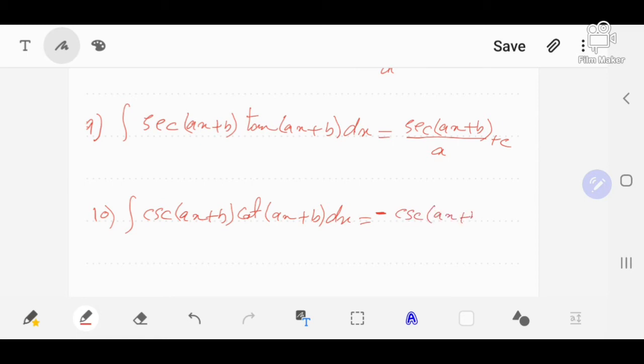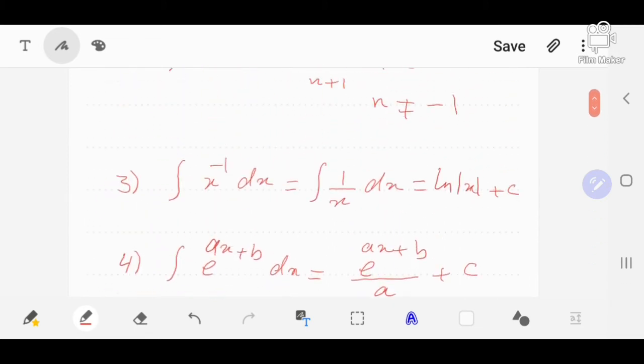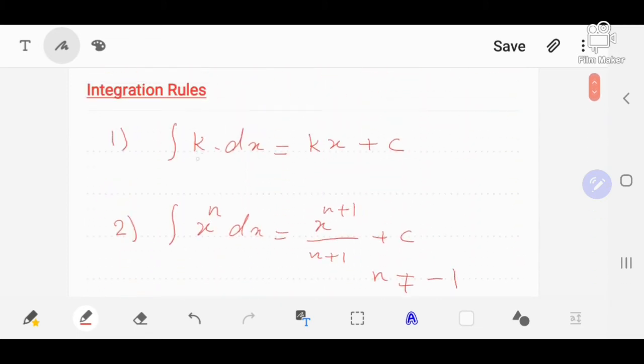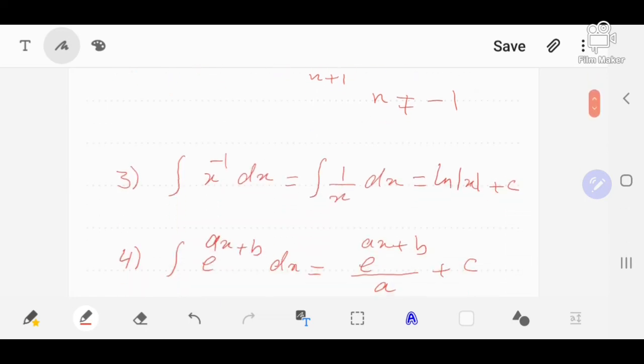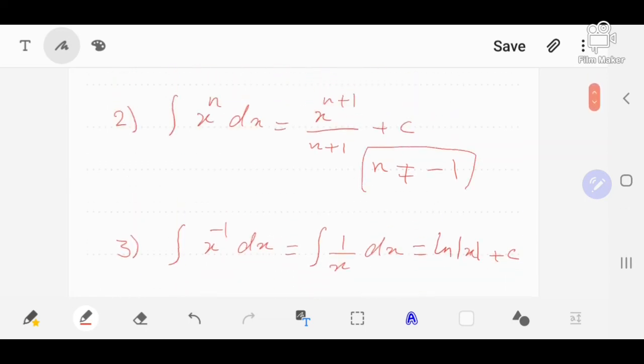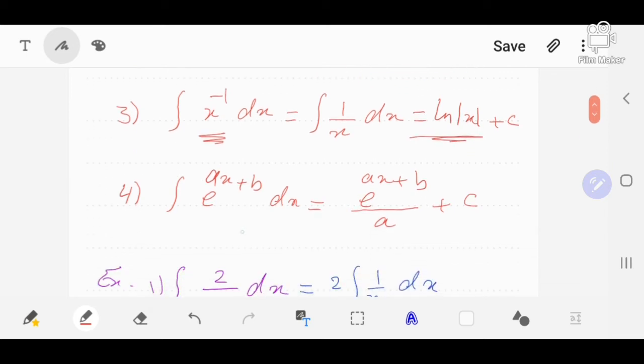Actually, these are the basic rules of integration. Let's have a look at them again. Integration of a constant will give you the constant times x. Integration of x to the power of n, you just add 1 to the power and divide by the new power. And that works only when n is not equal to negative 1. If n is equal to negative 1, then the answer of the integration will be ln. Exponential, which is the fourth rule, exponential with a linear power, is the same, divided by the coefficient of x.